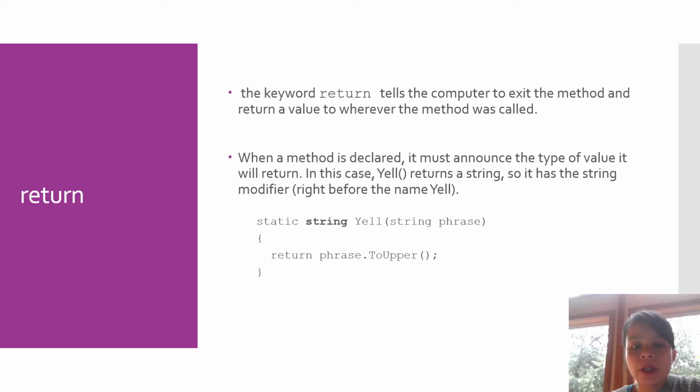So the keyword return tells the computer to exit the method and return a value. So exit this method here and return the value to wherever the method was called, which was in main, right? When the method is declared, it must announce the type of value it will return. In this case, yell returns a string, so it must have the string modifier right before the name yell.